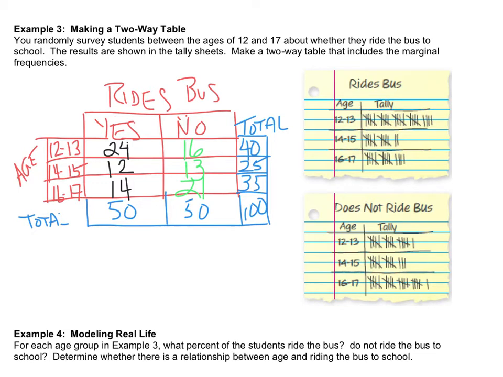We'll do it verbally. So this table, including my marginals, is telling me that we talked to 40 12 and 13-year-olds. We talked to 25 14 and 15-year-olds, and 35 16 and 17-year-olds. We also know that 50 of that group ride the bus and 50 don't ride the bus. We talked to a total of 100 students.